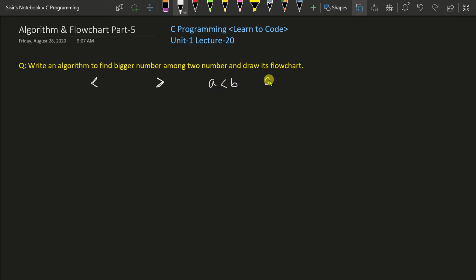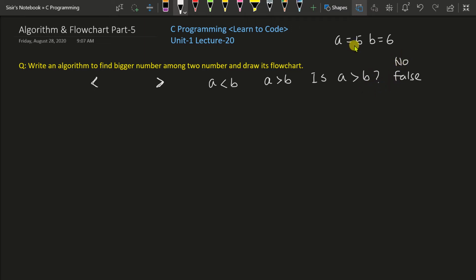Similarly, if I write a greater than b, then the meaning is whether the value present inside the variable a is bigger than b or not. It is sometimes written as: is a greater than b, question mark. This is the question. Is a greater than b? So how could I solve it? For that we need to know the value of a and b. Let's say for example a is equal to 5 and b is equal to 6. In this case a greater than b is false. Is a greater than b? No. So no means false.